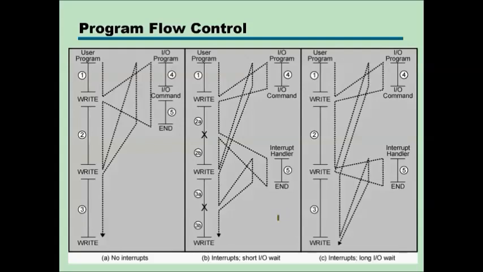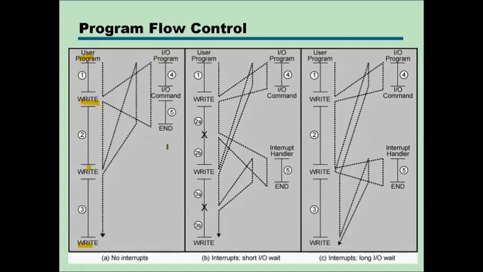Okay, so this is an example of program flow control. We have here three types. We have the letter A, no interrupts. Okay, we have no interrupts. We have B, interrupts with short I/O wait, and we have C, interrupts with long I/O wait. So from here, the user program, write, and then write. After writing the code or writing the program, you have the input output, and then you have the command, and then end. If there are no interrupts.